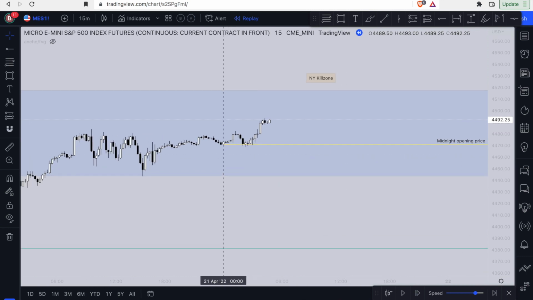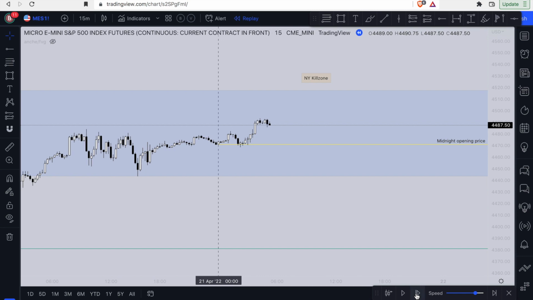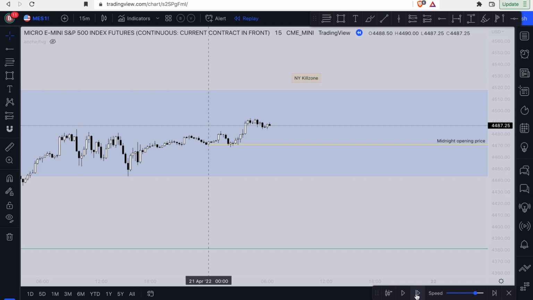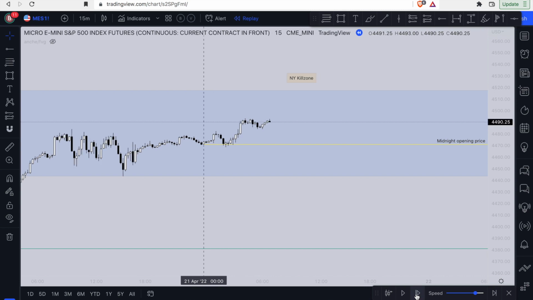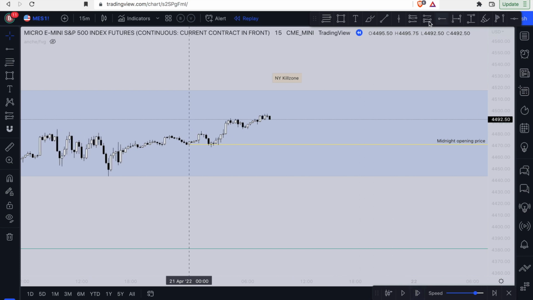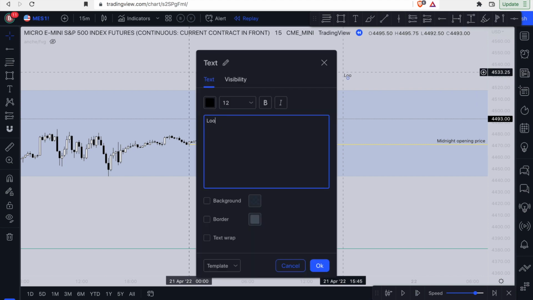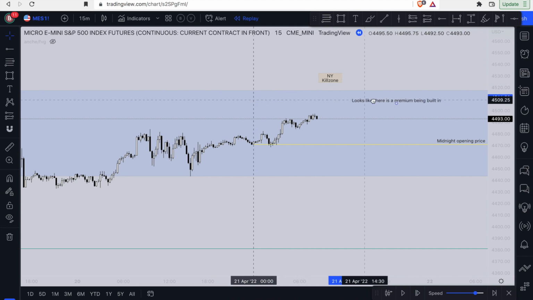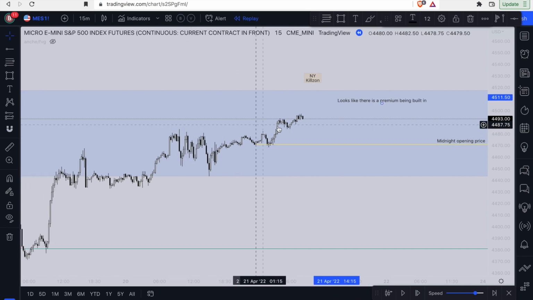Okay, so now we're just going to use the replay button and watch the data unfold, and we can write down notes to ourselves as if we were watching this live, what we're seeing and what we want to look for with our entry trigger. So I'd be saying something like, here it looks like they're running up above these highs, building in a premium before the New York kill zone.